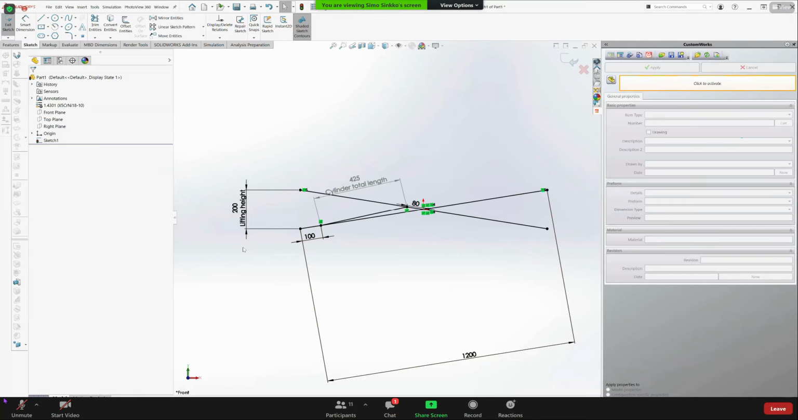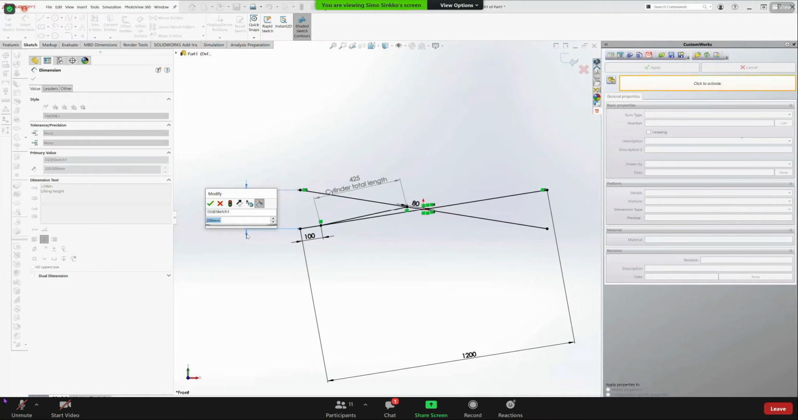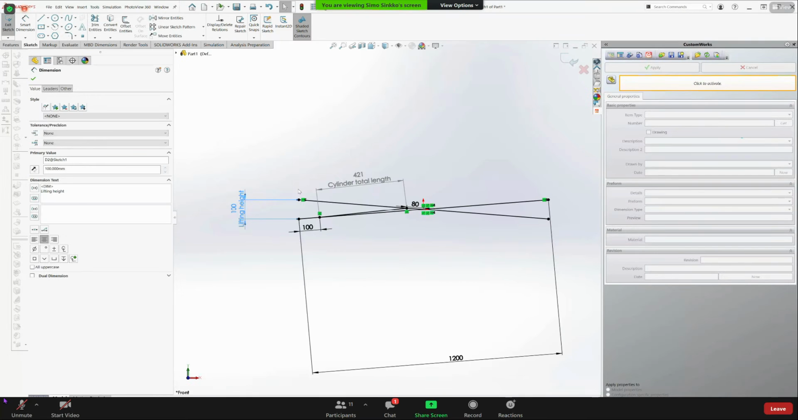Now it depends on the initial value. Is it this 100 or is it 200?